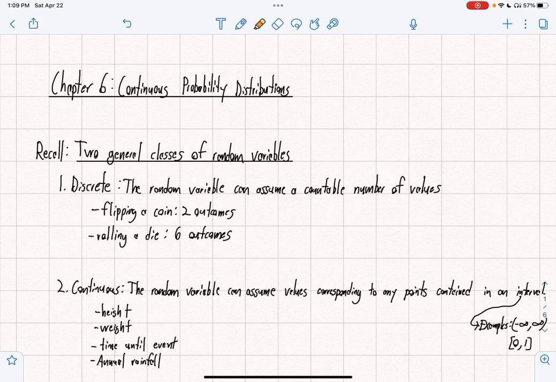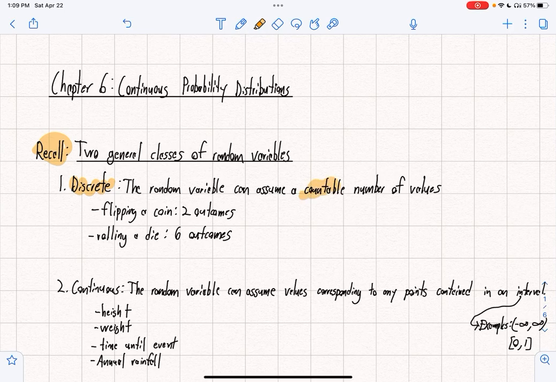All right, so we're going to start on chapter 6, which is on continuous probability distributions. So recall chapter 5, we were discussing discrete probability distributions. Let's just recall that we had these two different or general classes of random variables. The first was discrete. We said it was discrete if the random variable can assume a countable number of values.